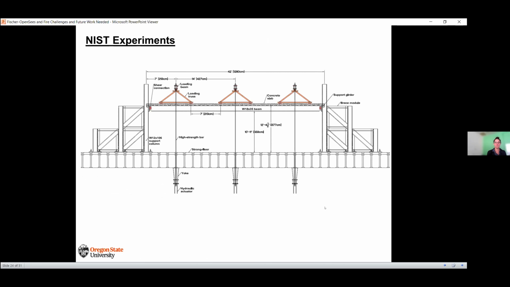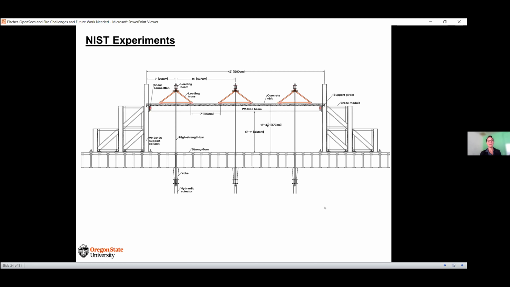NIST performed some experiments on composite beams. This is a 42-foot long composite beam, W18 by 35 girder with a composite slab connected to columns. All of those members outside of the columns are there for bracing of the column to prevent any out-of-plane movement of that column. And it's loaded at 6 locations along the beam.